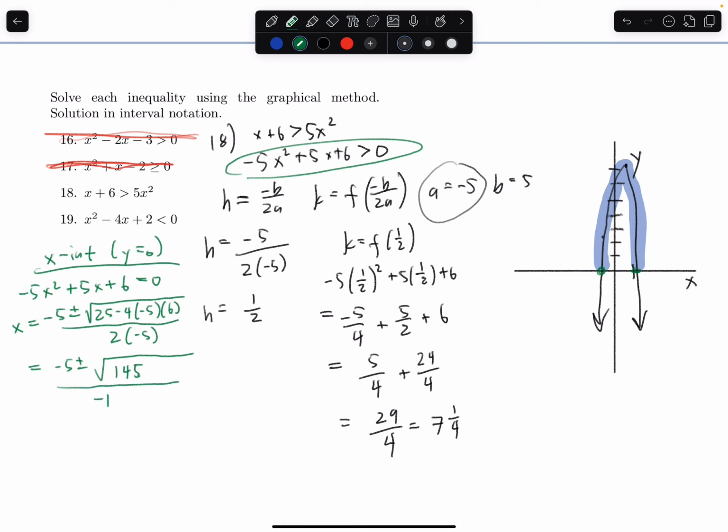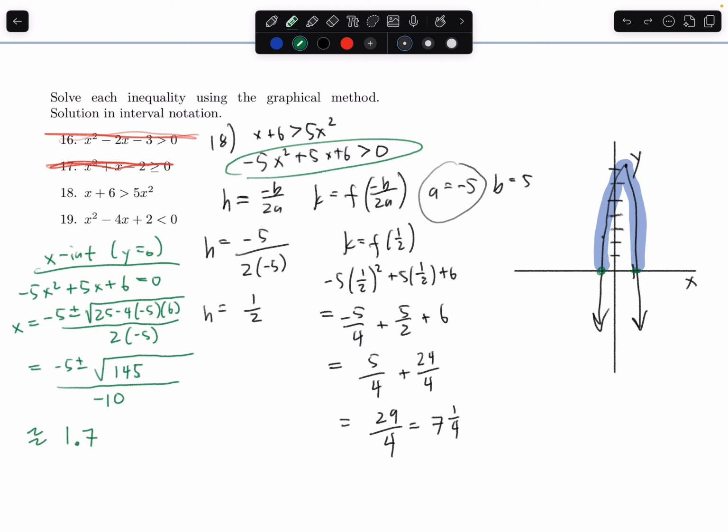And this is negative 10 on the bottom. Okay, so I'm just going to give decimal approximations here. I've got negative 5, let's do minus first, minus the square root of 145, and then divided by negative 10. That's about 1.7. Okay, that's the top side. That would be this guy over here probably.